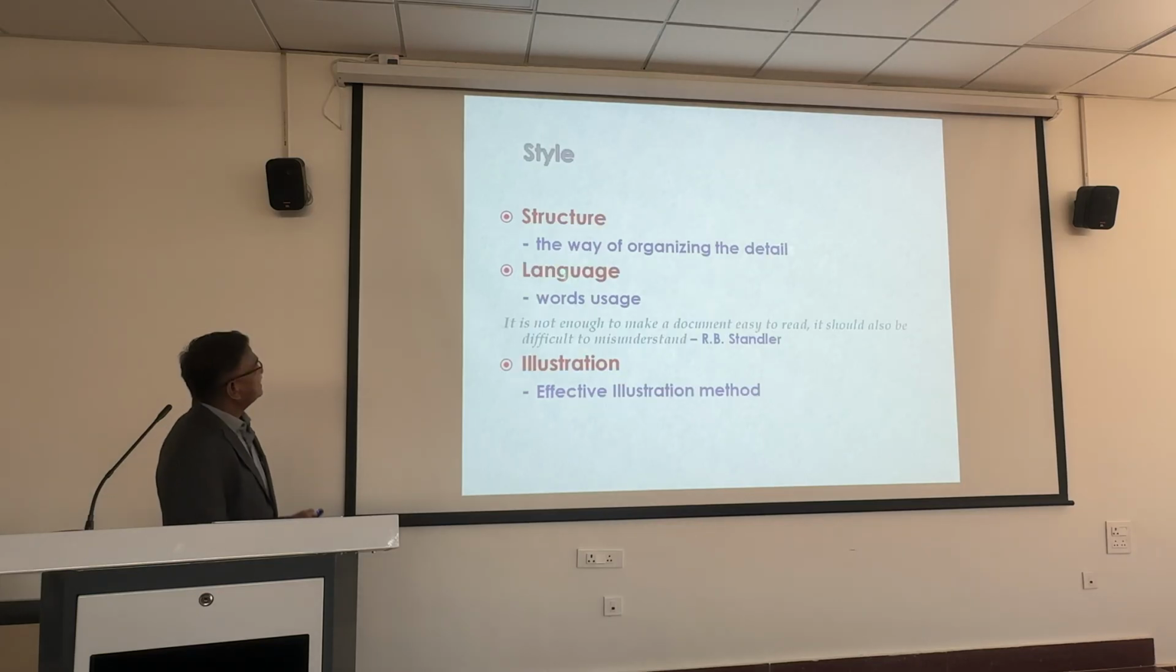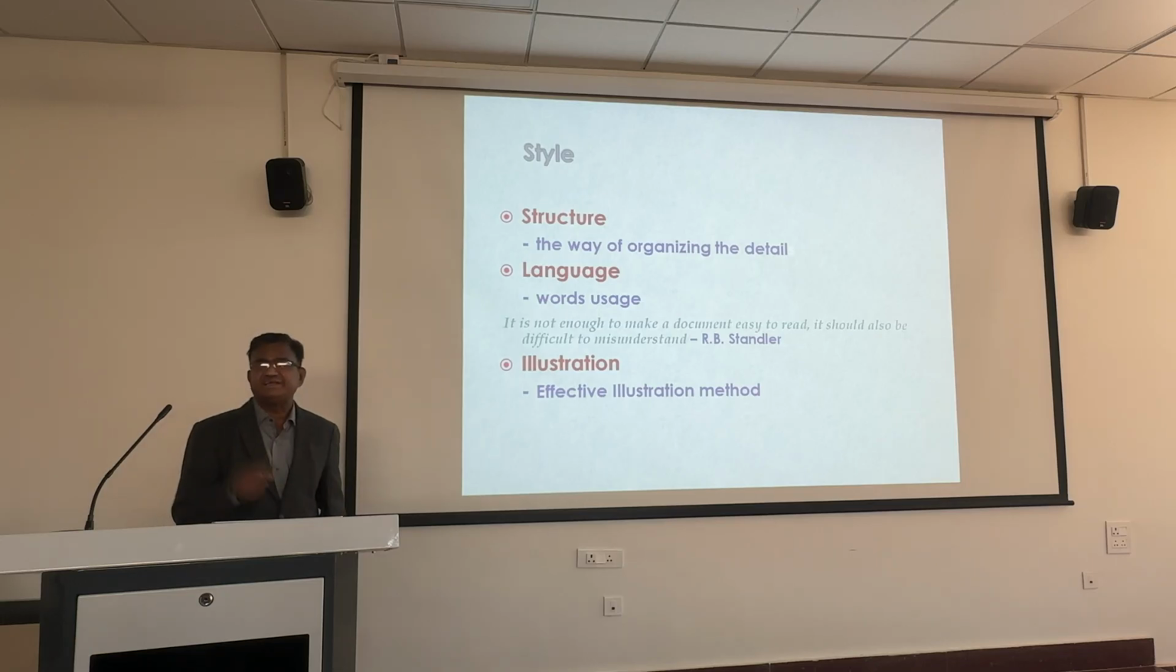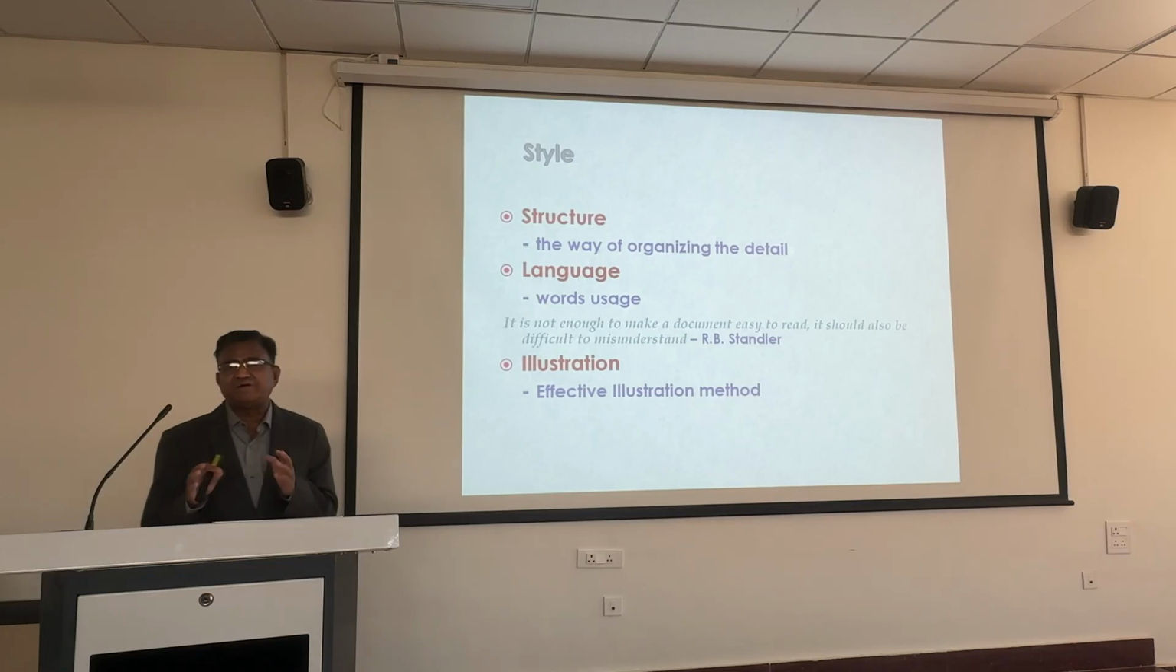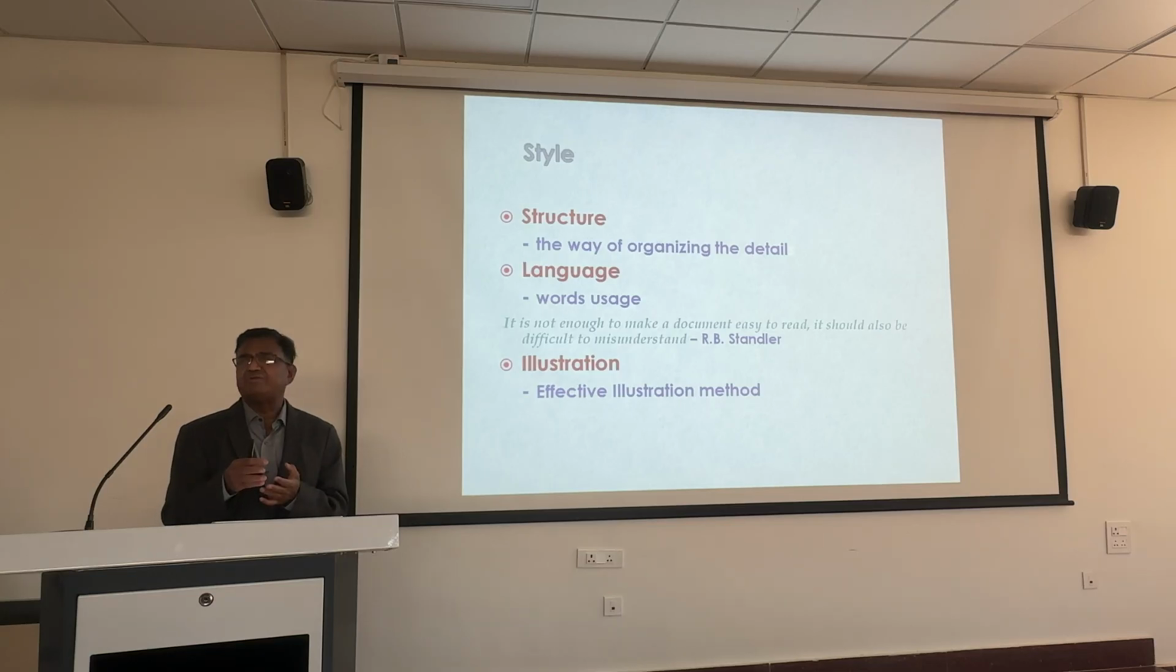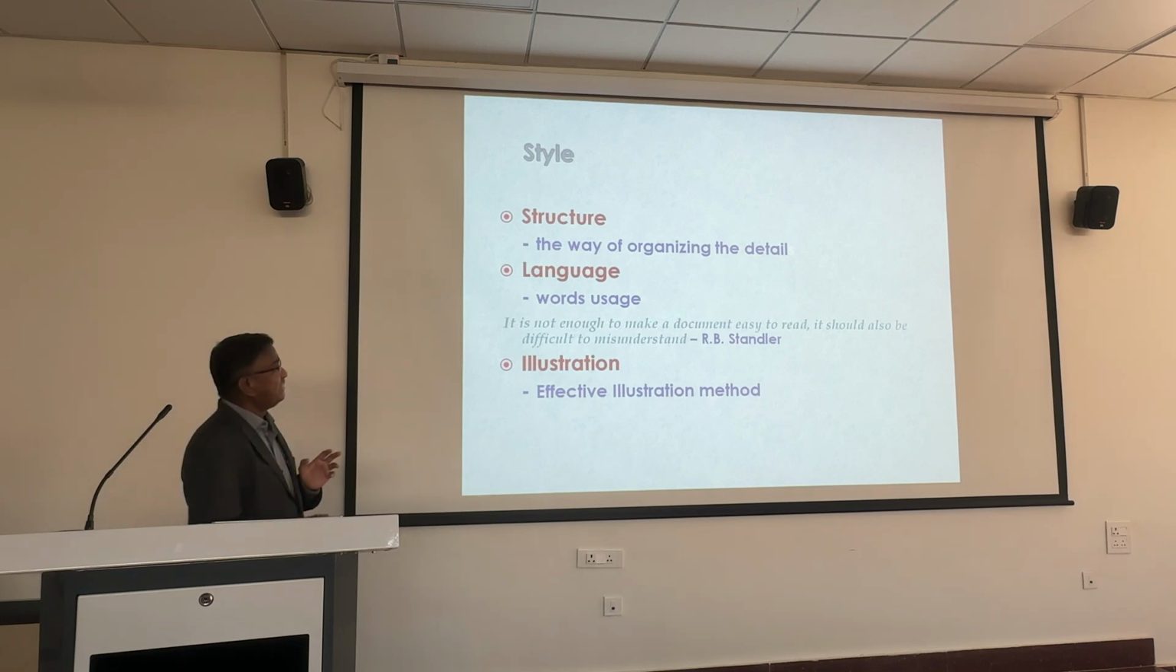The style, structure, the way of organizing the detail, language, the words. Somewhere I read, I will share it, it is not enough to make a document easy to read, it should also be difficult to misunderstand. What I mean by this is ambiguity. We make sentences with a lot of ambiguous meaning. What do you mean by ambiguous? The sentence will give you more than one meaning, right? Somebody reads, you get one meaning, another person reads, you get another meaning. It should not be, right? It is written perfectly all right, grammatically, everything, but it should not be ambiguous.